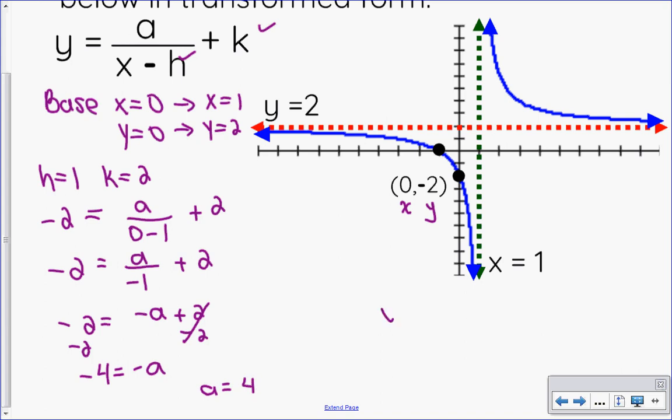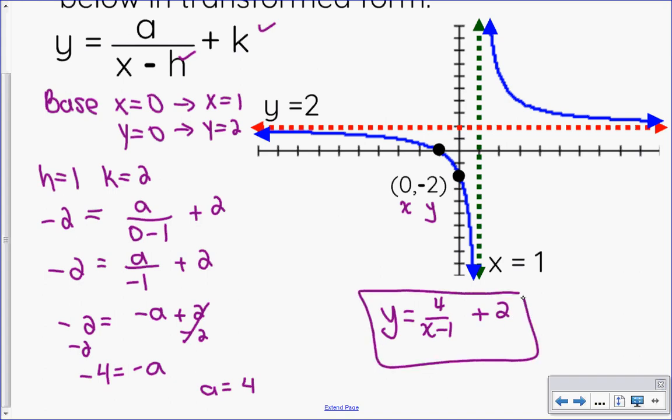So putting it all together, I have y equals 4 over x minus 1 plus my k value of 2. That would be my equation. Again, I could put that into my calculator, see if it matches the graph that I started with.